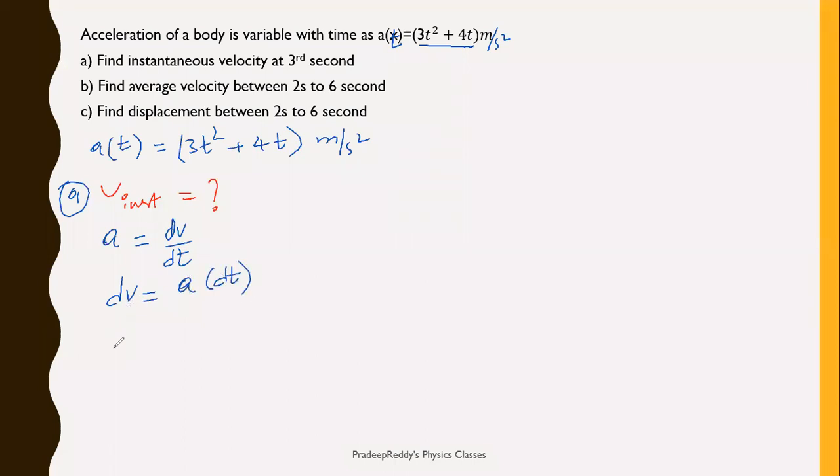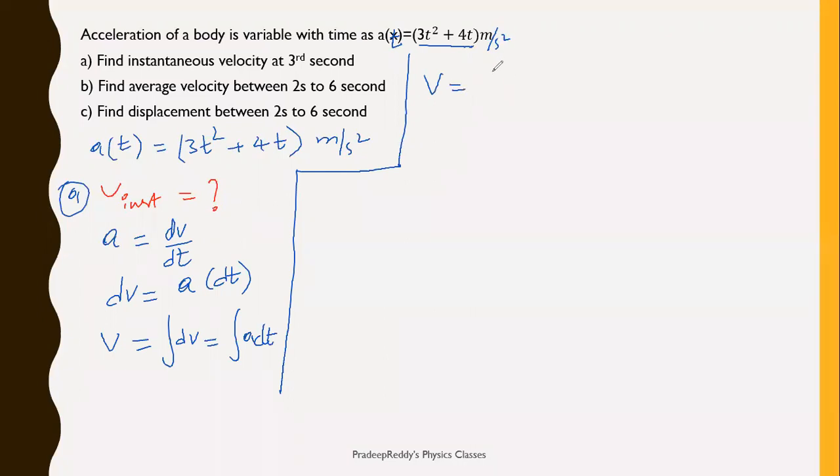Now in order to get velocity, what you need to do is simply integrate this. Integration of dv is equal to integration of a dt. Okay, now what is a given? A is given as the function 3t square plus 4t, that I'll substitute here. V is equal to integration of acceleration, which is 3t square plus 4t, into dt.